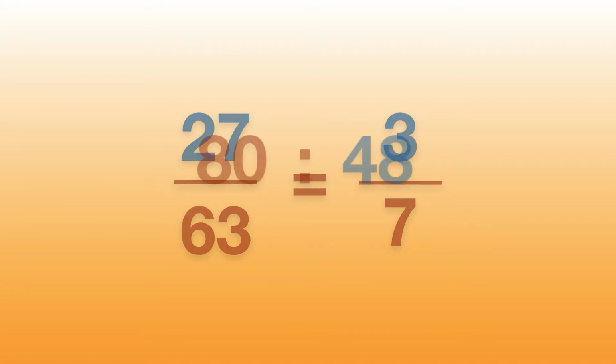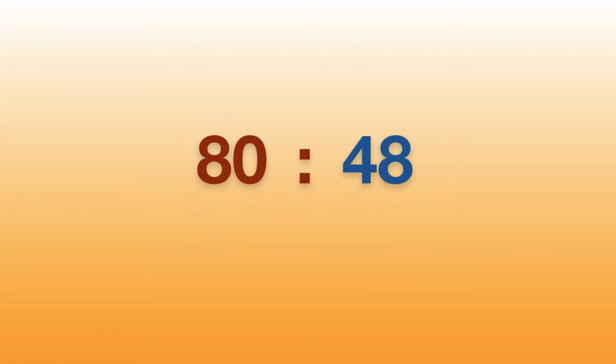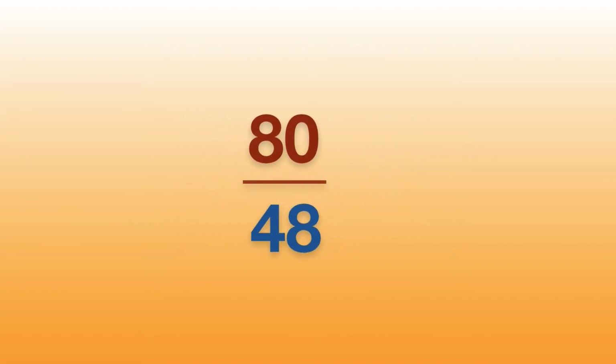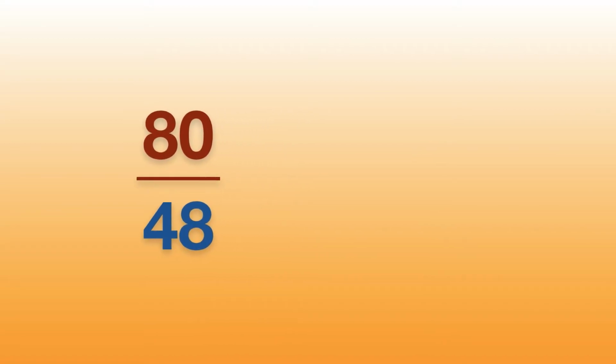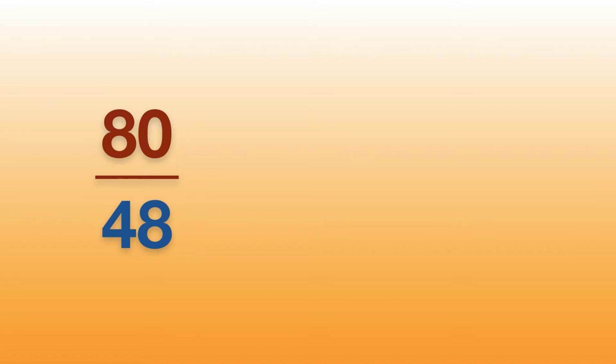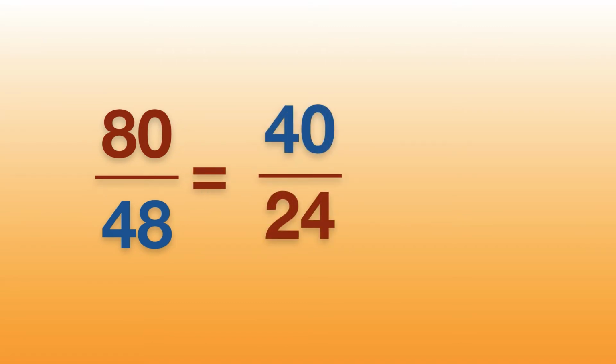If the ratio was 80 to 48, the fraction would be 80 over 48. We now need the highest common factor to simplify this ratio to the lowest terms. If you're not sure what this might be, we can start with the smallest common factor after 1, which is 2. As they are both even numbers, we can simply divide both numbers by 2 to give 40 over 24, as 80 divided by 2 gives 40 and 48 divided by 2 gives you 24.